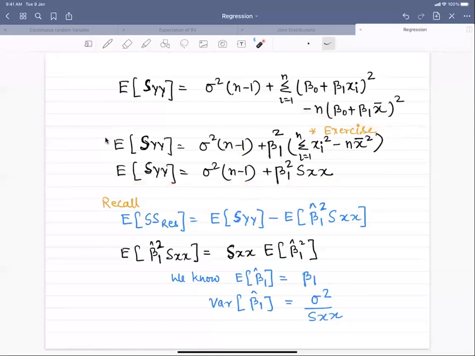Now, the expectation of the sum of squares of residual. This is the expectation of Syy minus the expectation of beta 1 cap square times Sxx. Sxx is a constant, so it comes outside, and we are looking for the expectation of beta 1 cap square. For the first term, we have already found the value from here.